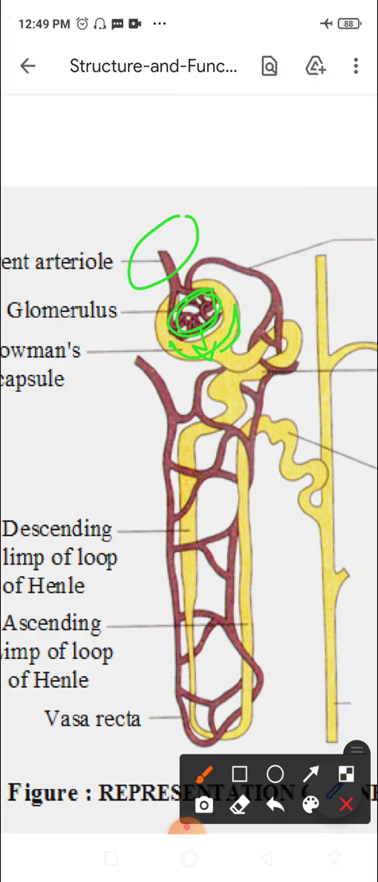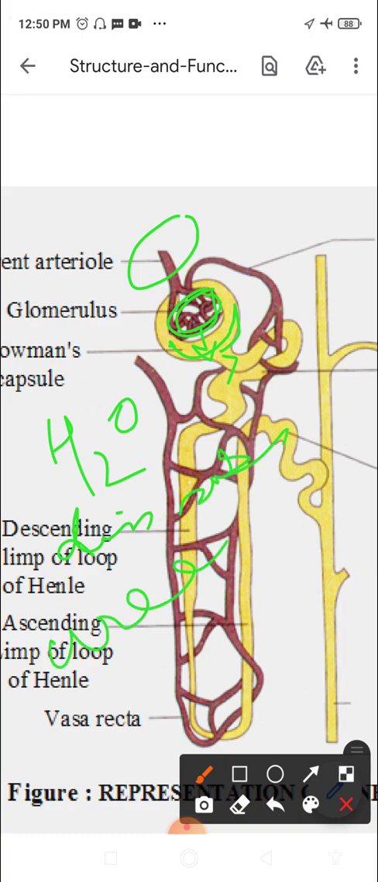Now what enters into the renal tubule is known as the glomerular filtrate. What does this glomerular filtrate contain? It contains a large amount of water, then it contains other dissolved substances. What are these dissolved substances? They are urea, right? Uric acid, creatinine, amino acids, glucose, sodium, potassium, vitamins, many things are there, right?